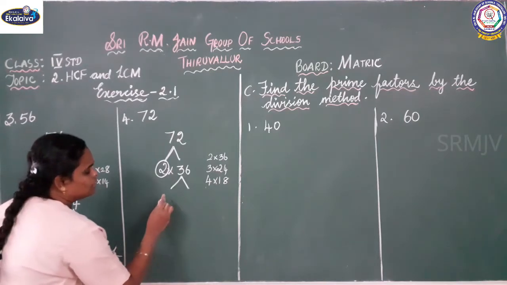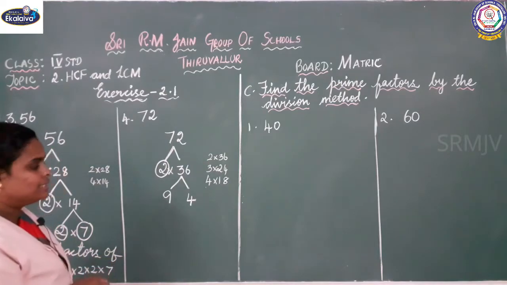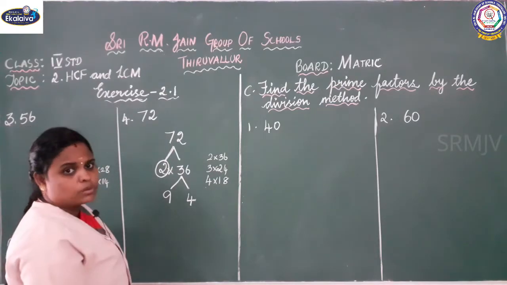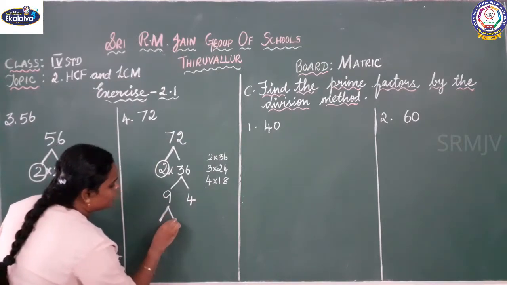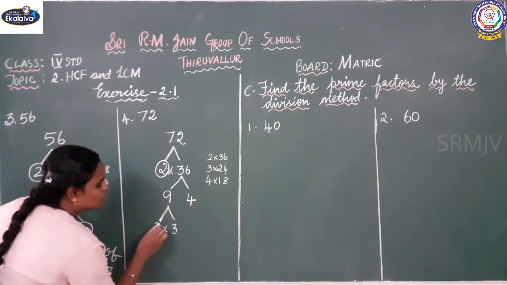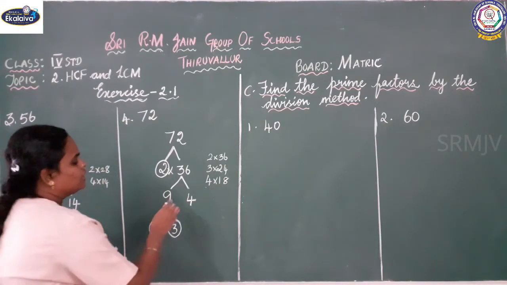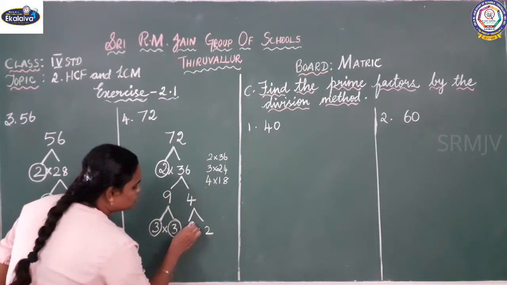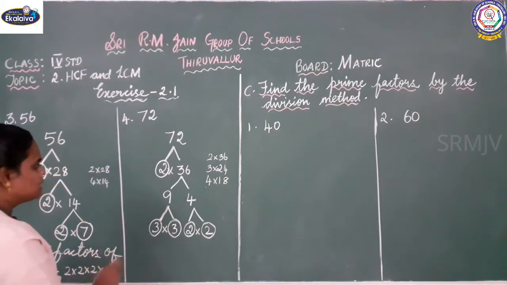So again we'll take 9 4s are 36. Listen, children, here 9 is a composite number, 4 is also a composite number, so we should do it again. For 9, you will get 3 3s are 9. 3 is a prime number, and 3 is a prime number, so we circle them. Next for 4 we will take 2 2s are 4. 2 is a prime number, and 2 is a prime number. So all are prime numbers, so we can stop here.